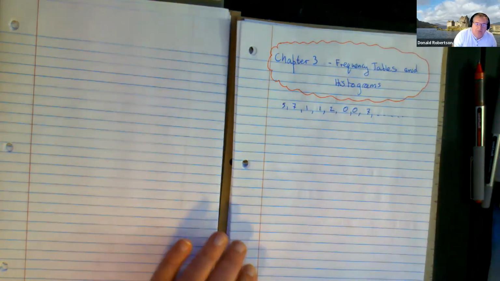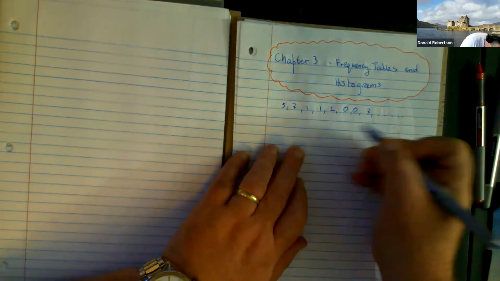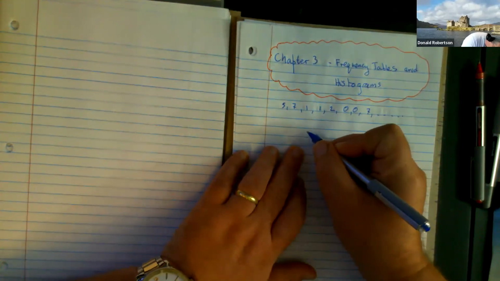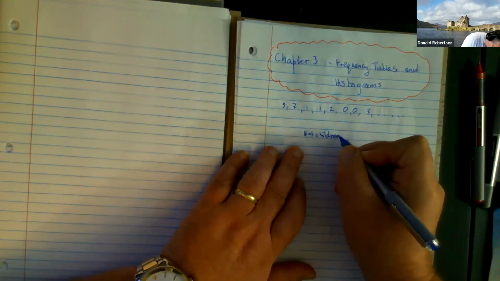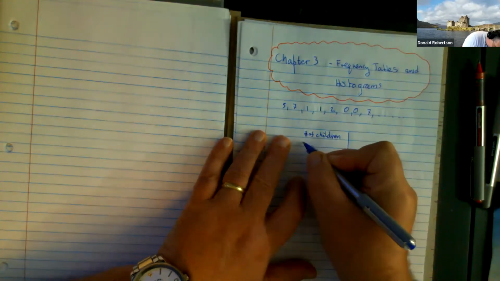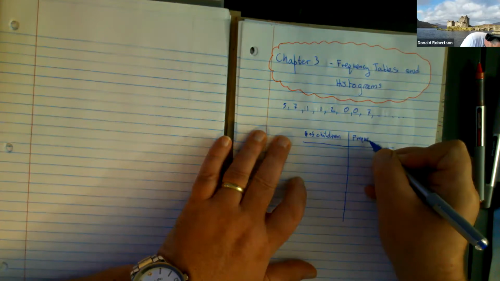So how would you take this data and make it easier to see? We're going to look at frequency tables first, and then we'll move on and look at some other situations. Well, one type of frequency table would look like this. You would put a column, number of children in the family. And then a second column, which you would call the frequency.